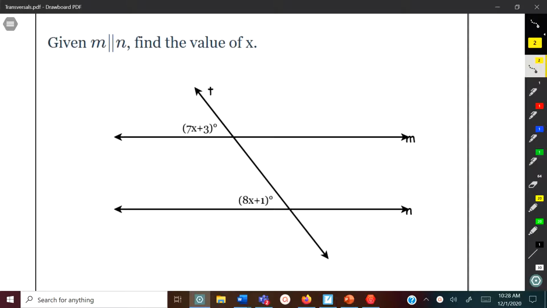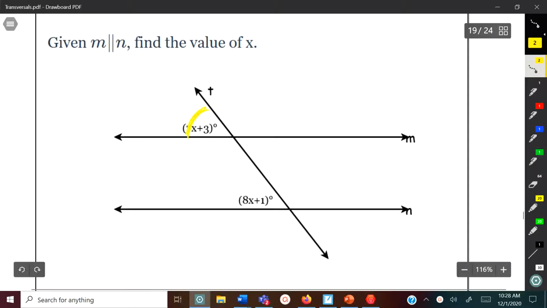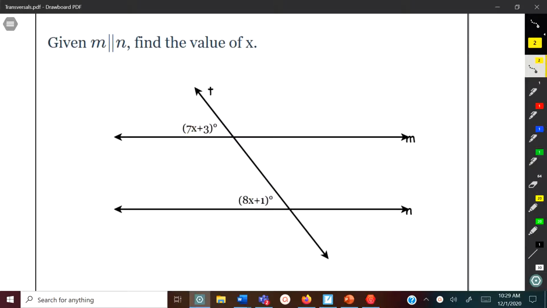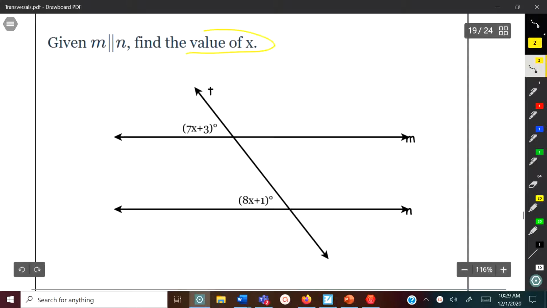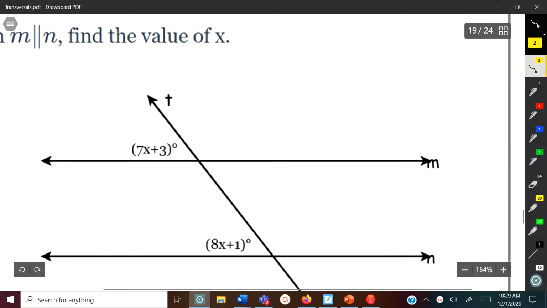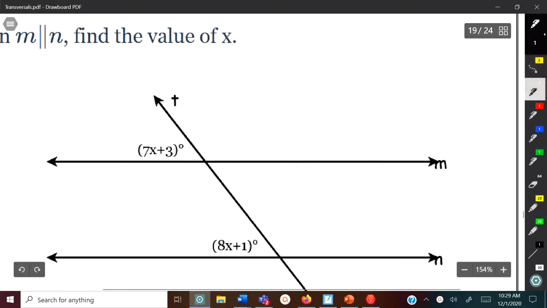Okay, so we've got an acute angle here, less than 90, and another acute angle here, so they're both acute angles, which means they're equal to each other. So what we want to do is find the value of x. To do that, we're going to set up the equation. So we'll have 7x plus 3, that first angle, is equal to 8x plus 1.